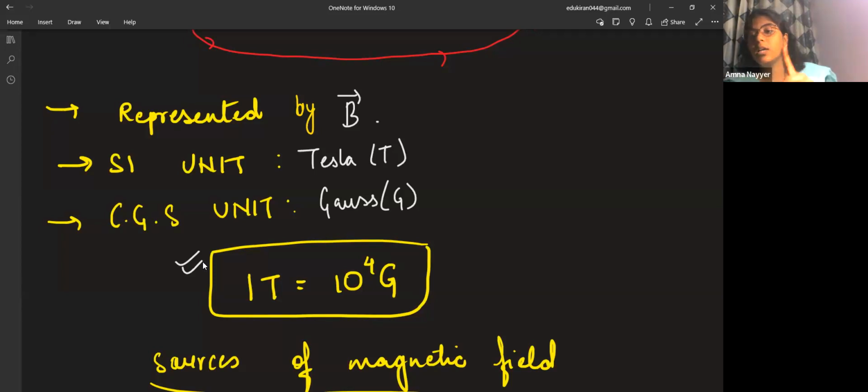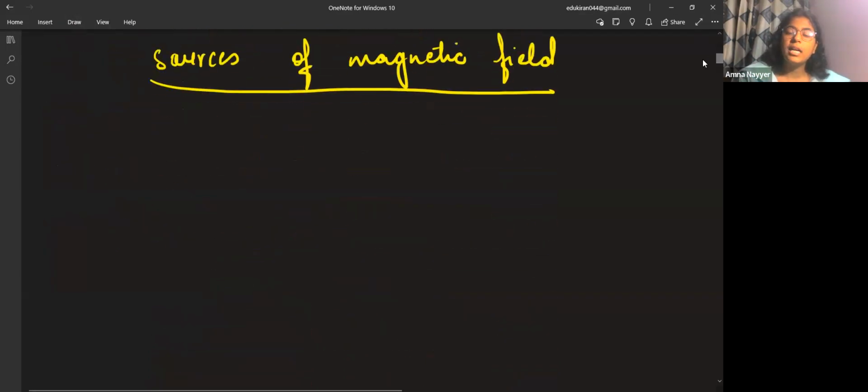So 1 Gauss is equal to 10 to the power minus 4 Tesla. Or you can remember it as 1 Tesla is equal to 10 to the power 4 Gauss. This is the conversion, and this is an important conversion. Why? Because out of all the conversions we have, this is the one that is going to be used.